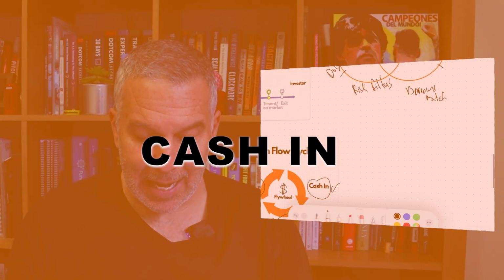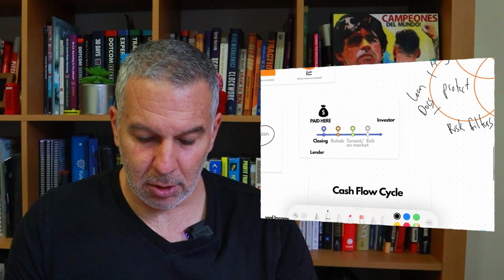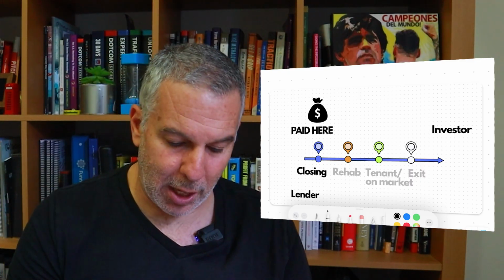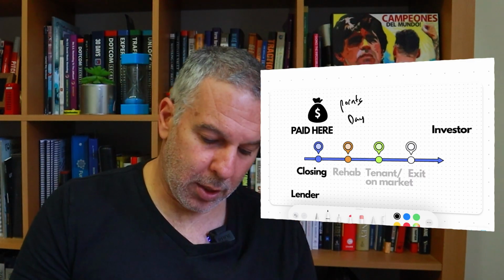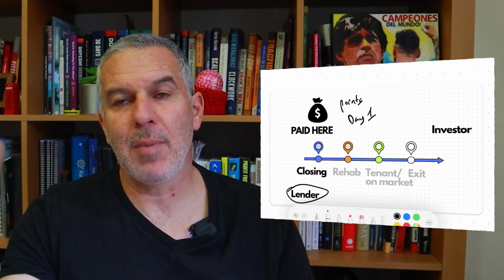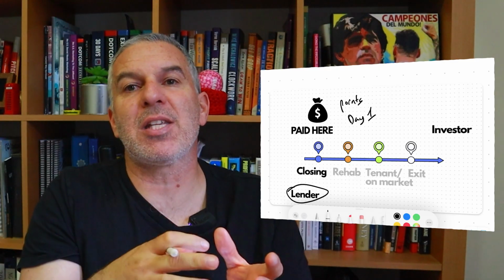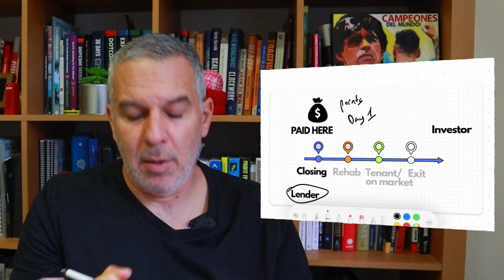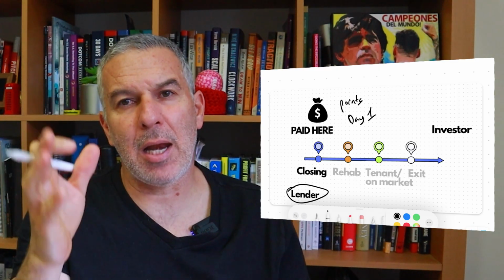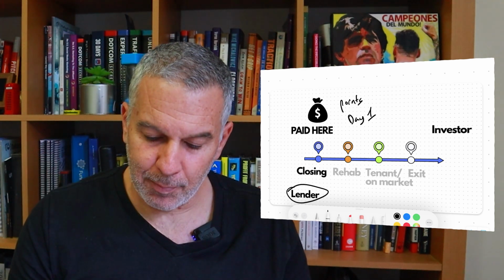One of the things that I like about being a private money lender is I get paid first when I collect points on day 1, okay? As a lender, I fund the deal, I collect points before the money even starts working. I'm collecting my points. You know, if you are a landlord or a flipper, you get paid last.